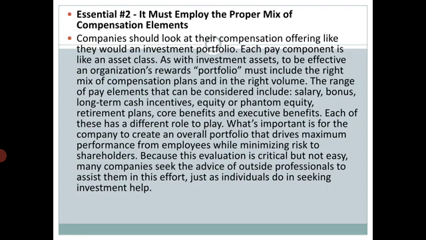Companies should look at their compensation offering like they would an investment portfolio. Each pay component is like an asset class. As with investment assets, to be effective, an organization's reward portfolio must include the right mix of compensation plans in the right volume. The range of pay elements that can be considered include salary, bonus, long term cash incentives, equity or fund to equity, retirement plans, core benefits, and executive benefits. Each of these has a different role to play.